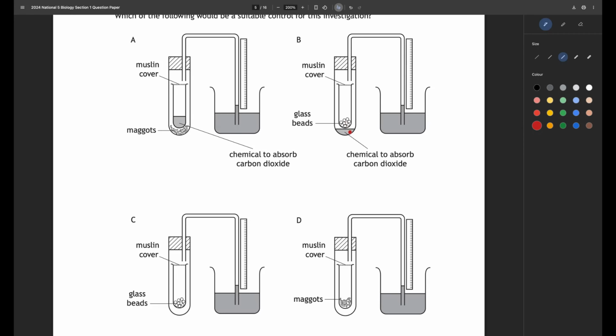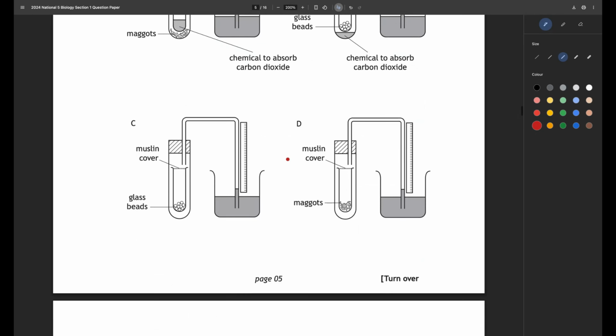And we've got the chemical to absorb the carbon dioxide, which is also good. And everything else looks very similar to the first one, apart from the glass beads replacing the maggots. So we've changed just one variable there. That's ideal. And then for A, we can see they've switched the chemical and the maggots around, but that's not actually going to work, that experiment there. We've not actually made that a control there. And what we've done is switch 2 things around in their places. That's all. So the answer is going to be B for this one.